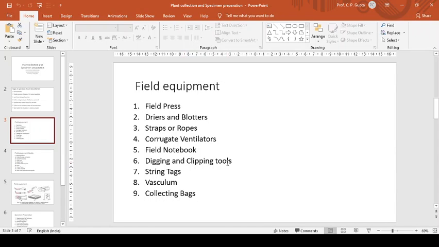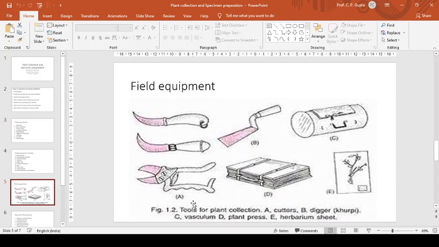Now, digging and clipping tools. Trowel, diggers, hammers, pruning shears, garden clippers, geological pick, and heavy sheath knife, etc. are all used for digging and clipping of the plants. We can see here the tools. This is digger.